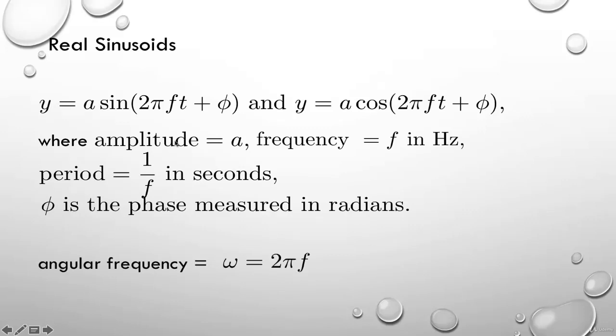And then there's also this idea of an angular frequency. So this f is the regular frequency. It measures the number of cycles per second. Angular frequency measures the number of radians per second. So you simply take the number of cycles per second, multiply that by 2 pi, and you get the number of radians per second.